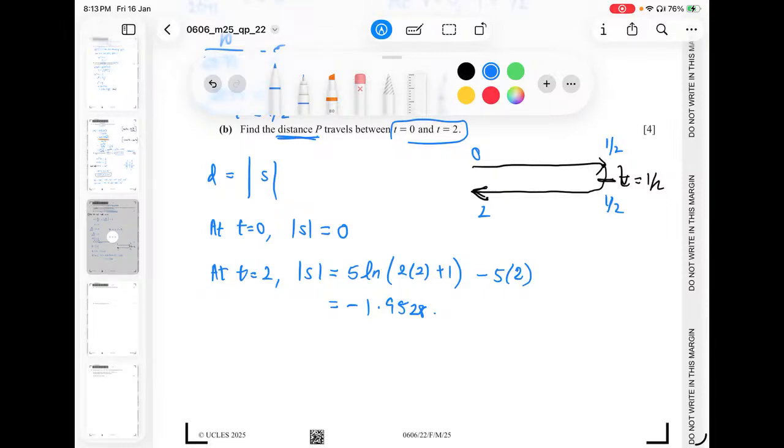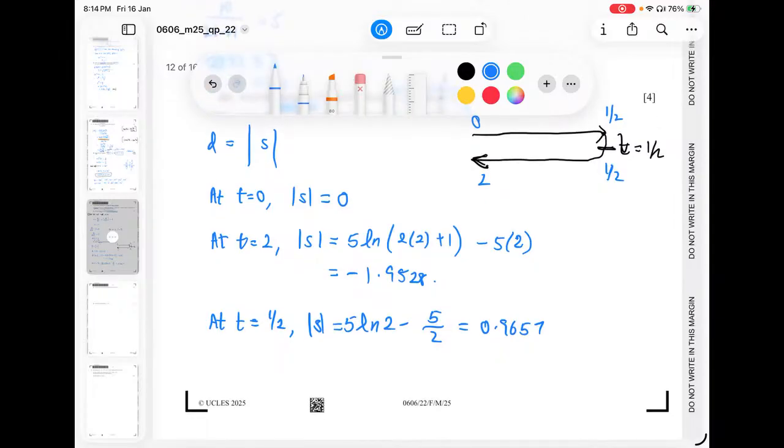So we found the total distance from 0 to 2, but that is not the actual distance because you need to account for the change in direction also. So at t equals half, you will get the absolute value of s to be 5 ln 2 minus 5 by 2, and that should give you 0.9657.